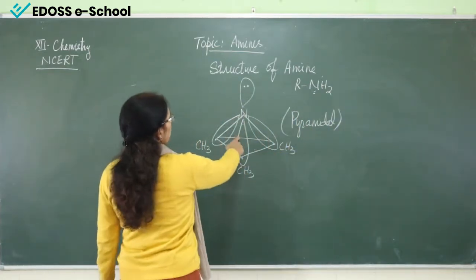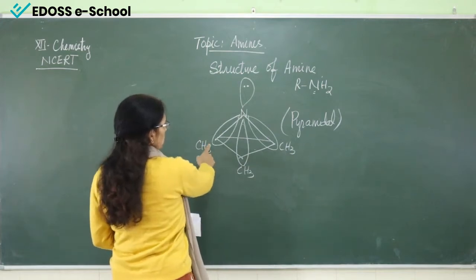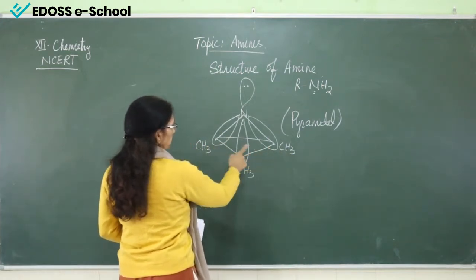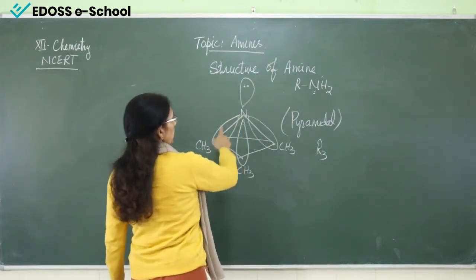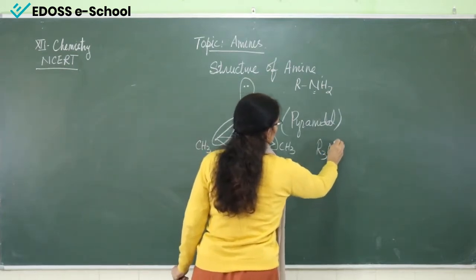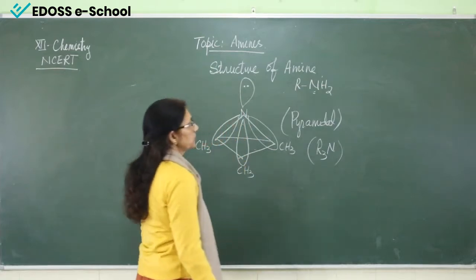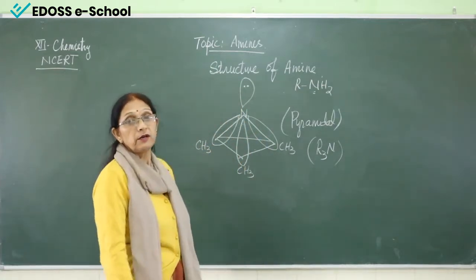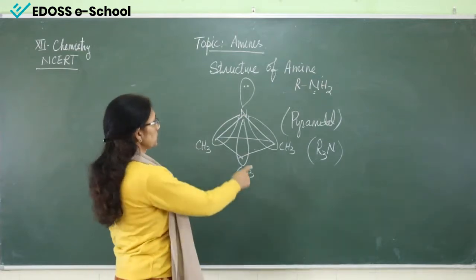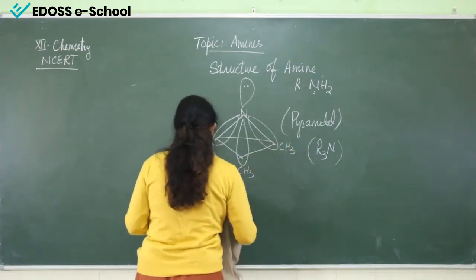Okay, a pyramid is formed, and this is because R is having 3. So this is R3N. This is the structure of trimethylamine, or we can say a tertiary amine. So this is the pyramidal structure.